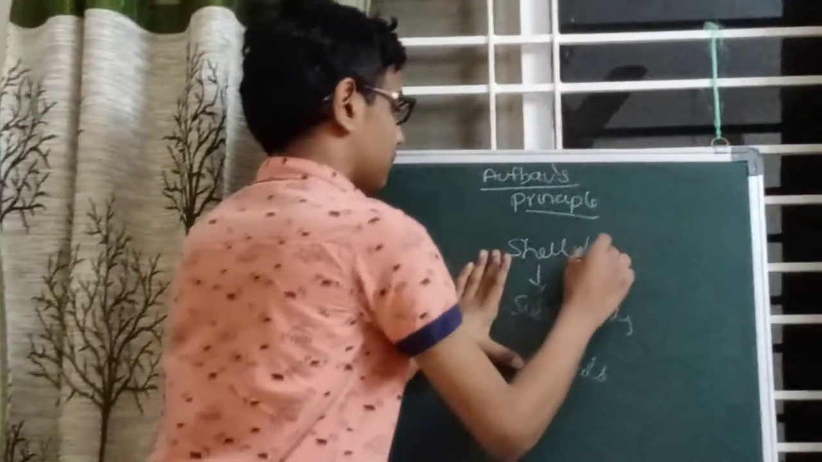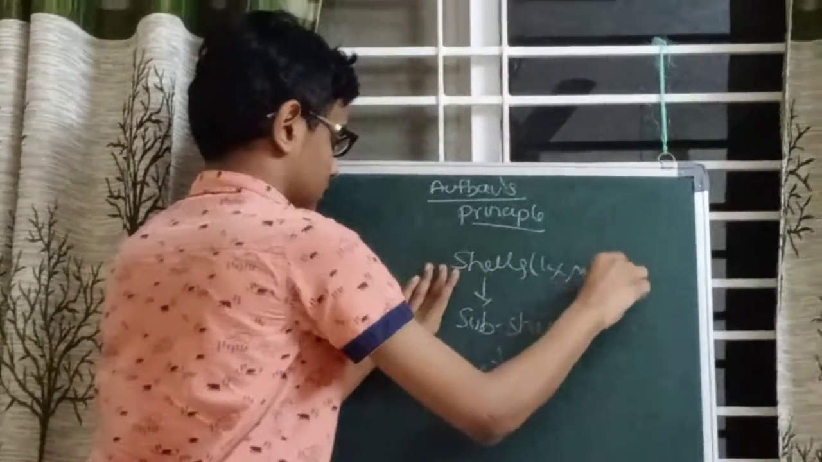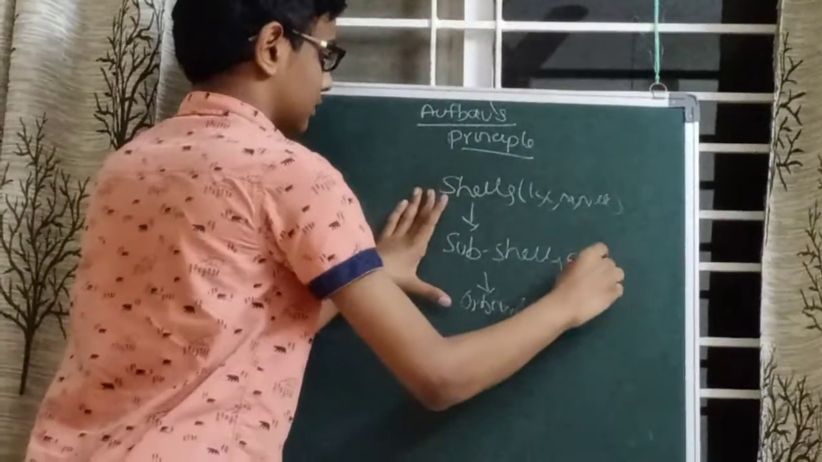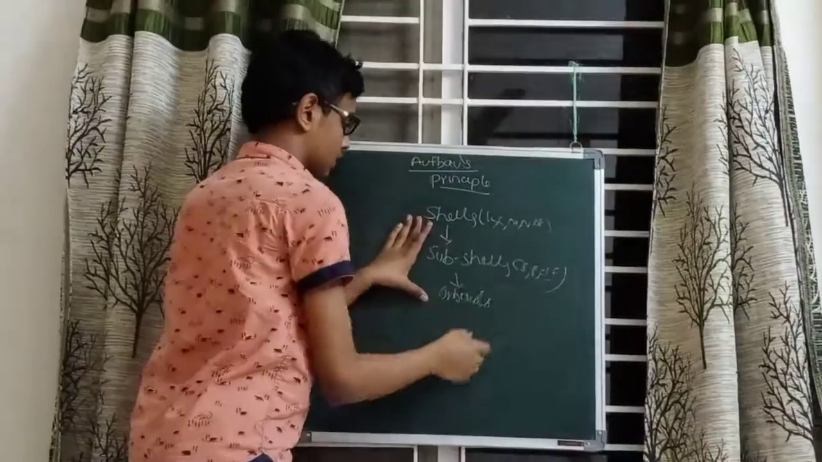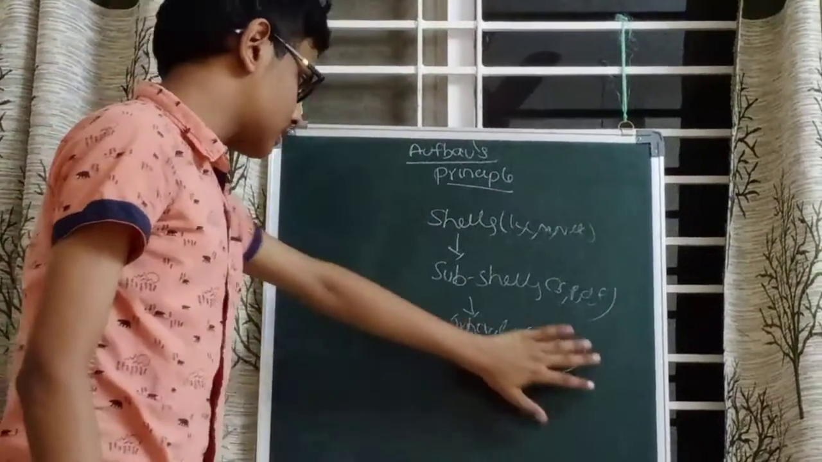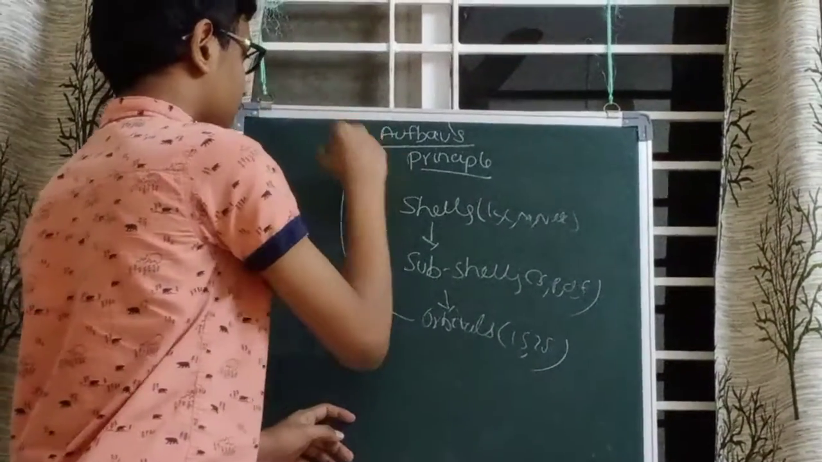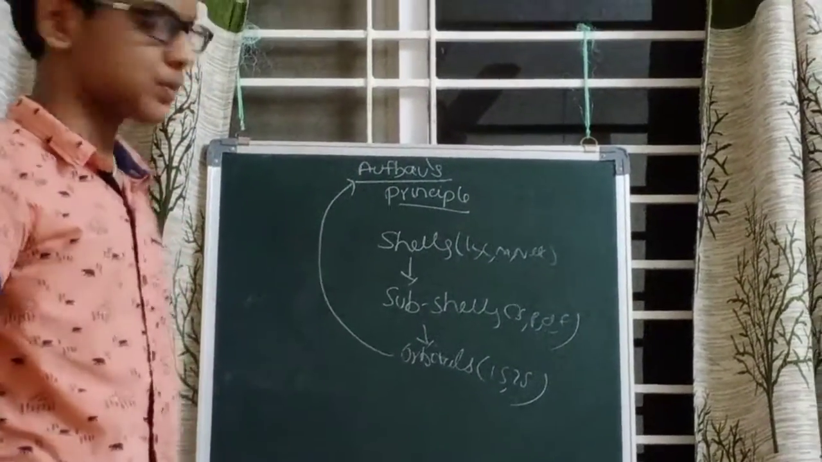Shells: K, L, M, N, etc. Subshells: s, p, d, f, etc. Orbitals: 1s, 2s, etc. Just leave these orbitals for now. How to arrange these orbitals is given in the Aufbau principle.